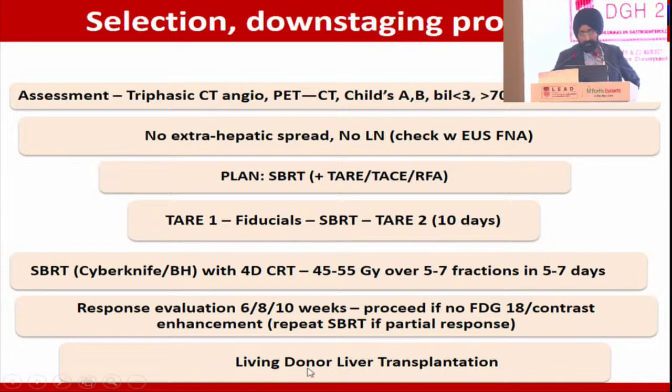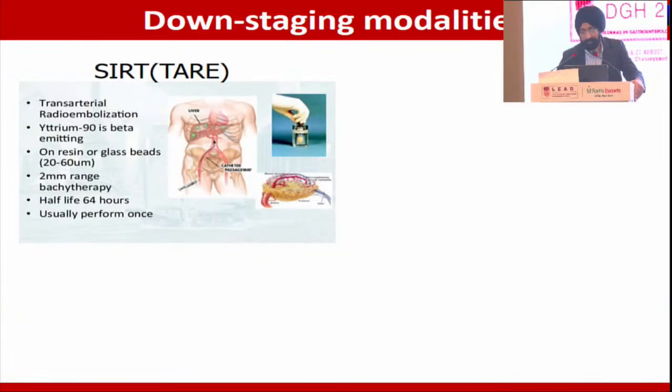So after both these things are done, we wait for 6, 8, 10 weeks, even 12 weeks, even longer, and proceed if there is no longer FDG18 uptake in the portal vein thrombus, and if there is no contrast enhancement. And both these factors have to be there. We also look at ancillary things like reduction in tumor markers, PIVKA2 and AFP. And if there is seemingly a partial response, we would, after 8 weeks, repeat an SPRT if necessary, and then eventually go to living donor liver transplantation.